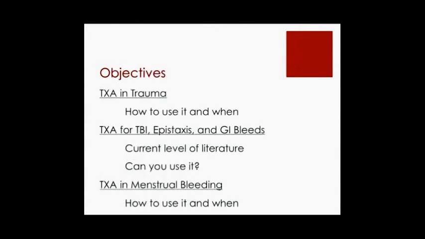And really what I want for all of you to walk away with after this talk is, when it comes to trauma, it's really tranexamic acid: how do you use it and when? And in traumatic brain injuries, epistaxis, and GI bleeds, I want you to have an appreciation of the literature that has been done on these indications and whether you can use it in your patients in an evidence-based way. Lastly, with menstrual bleeding, again, how to use it and in what patient population.